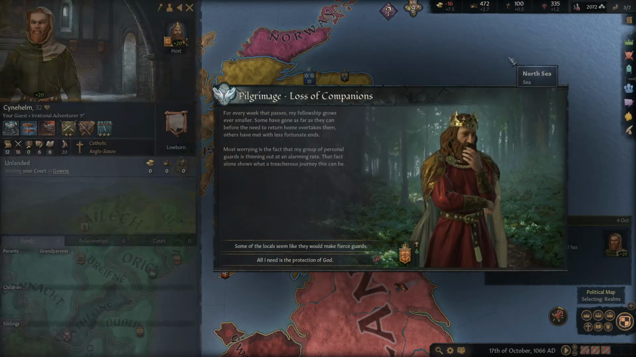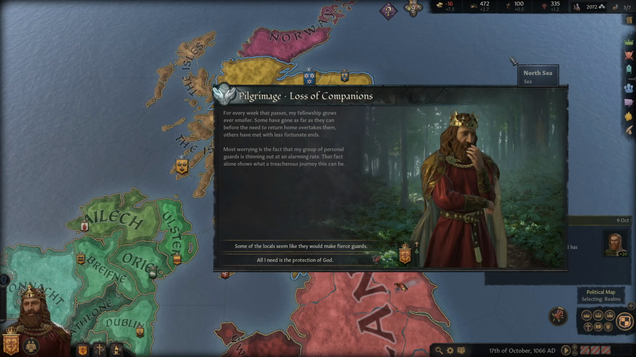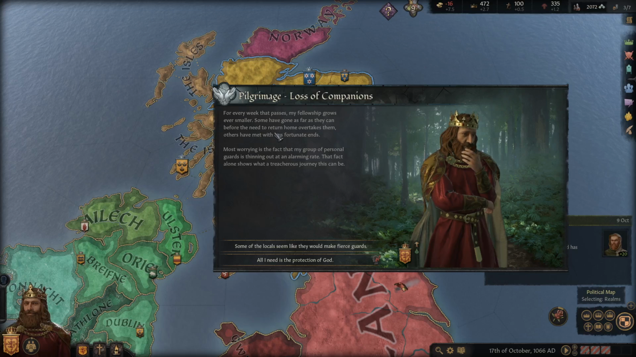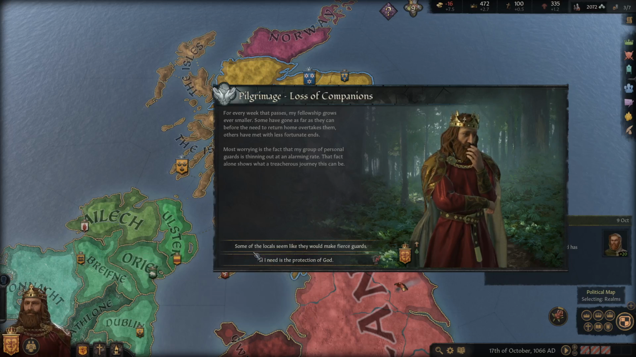Sinhelm. Pilgrimage, loss of companions. For every week that passes, my fellowship grows ever smaller. The quest now stands at the edge of a knife. Some have gone as far as they can before the need to return home overtakes them. Others have met with less fortunate ends. Most worrying is the fact that my group of personal guards is thinning out at an alarming rate. That fact alone shows what a treacherous journey this could be. I can pick up some foreign guards, which I would keep for 10 years.